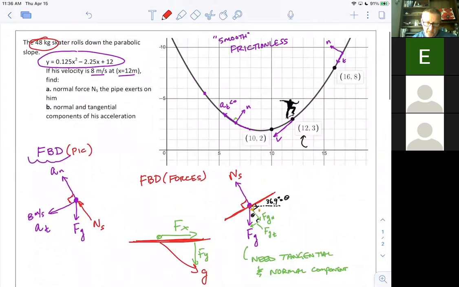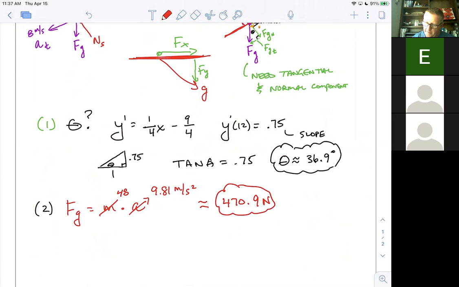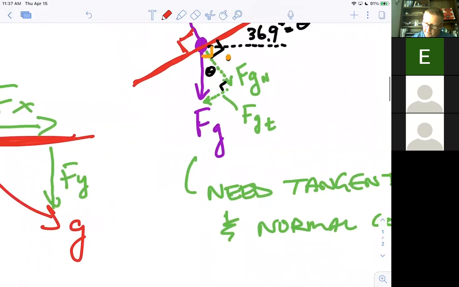But notice the skateboard's left off that. I don't mean this to be complicated. So I multiply that out. What do I get? I get 470.9, again newtons. It's very annoying that newtons and normal are in these problems. And so that's a number that I need. Okay, now I'm ready to use that right triangle that I have up here to figure out what I need.